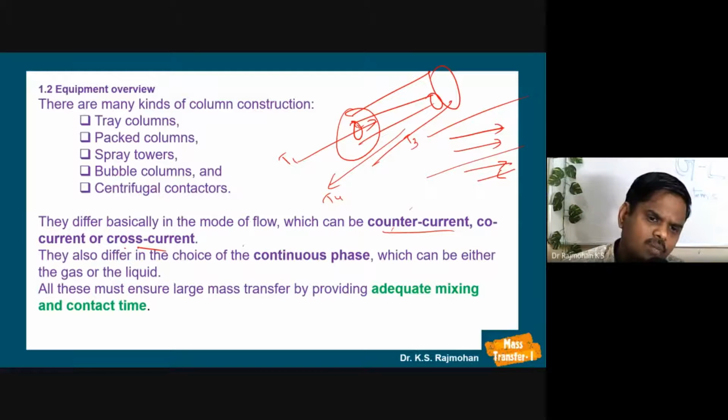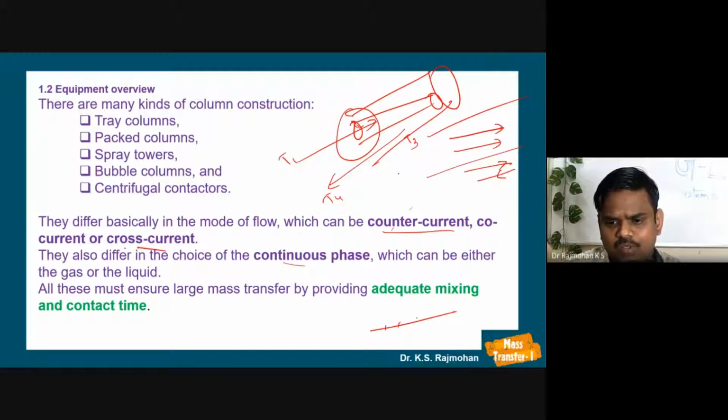Depending upon the choice of the continuous phase, which can be either gas or liquid, the operation can be continuous or stage wise. When it is moving throughout, there is a change in concentration continuously. If it is stage wise, there is a change of concentration at one place, no change in between, and again a change at another plate. So it can be a stage wise operation or a continuous phase operation.